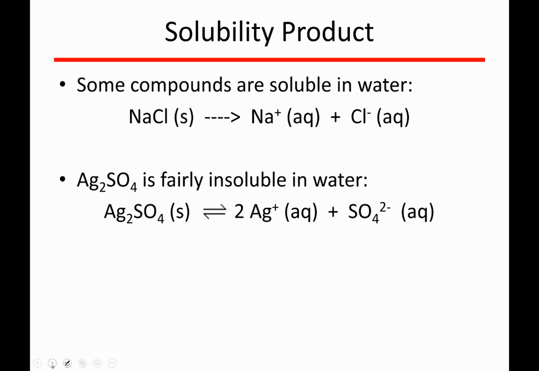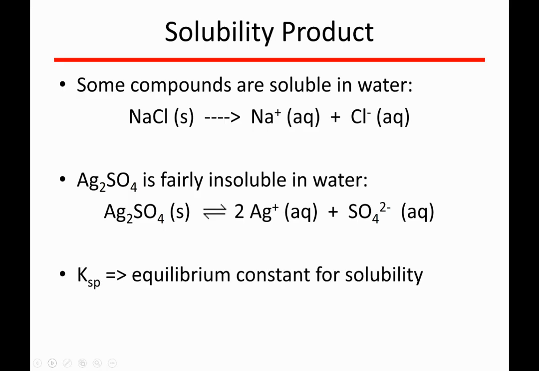Now, the way that we would describe this equilibrium would be via an equilibrium constant expression, and we give a special name to this equilibrium constant expression when we're talking about the dissolution or dissociation of an ionic compound into solution. We're going to call the equilibrium constant K subscript sp. And so that sp stands for the solubility product. It's the equilibrium constant expression for solubility. We could go ahead and write out what the Ksp expression would be for the dissolution and dissociation of silver sulfate in an aqueous solution.